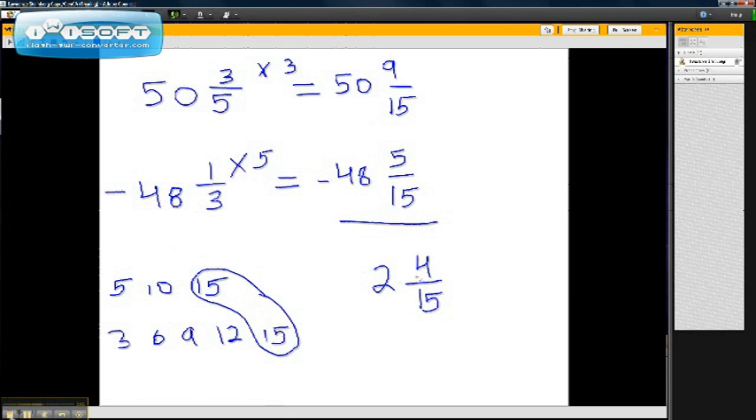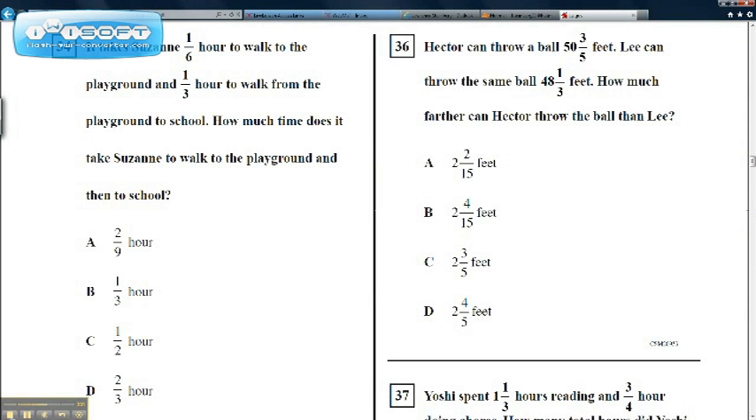And looking at the fractional part, 4 over 15, the only factors of 4 are 1, 2, and 4. The factors of 15 are 1, 3, 5, and 15. Since the only factor they share is 1, it's not going to change anything. So 2 and 4/15. That's how much farther Hector can throw the ball. 2 and 4/15 feet. So that would be choice B.